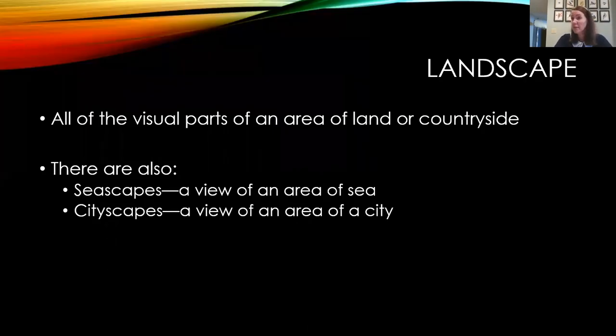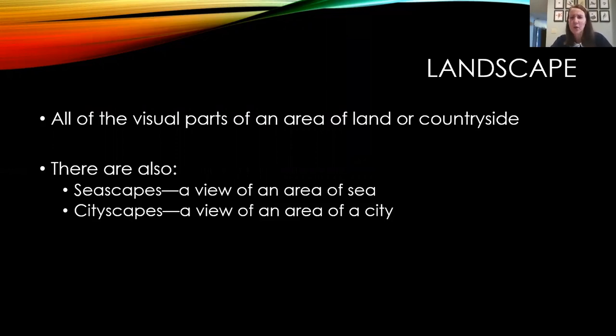All right, so that was a little bit about line. We're just going to talk quickly about what landscape is, because these are the types of artworks we're going to make today. So a landscape is basically an artwork that shows the land, a countryside, or maybe some mountains and hills in the background. That's the most important part of the landscape.